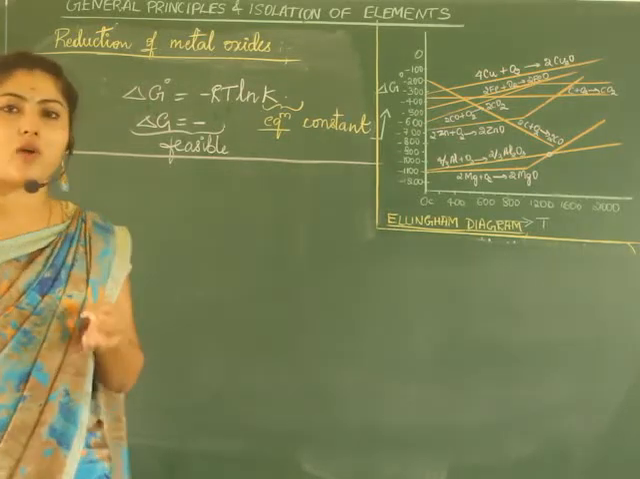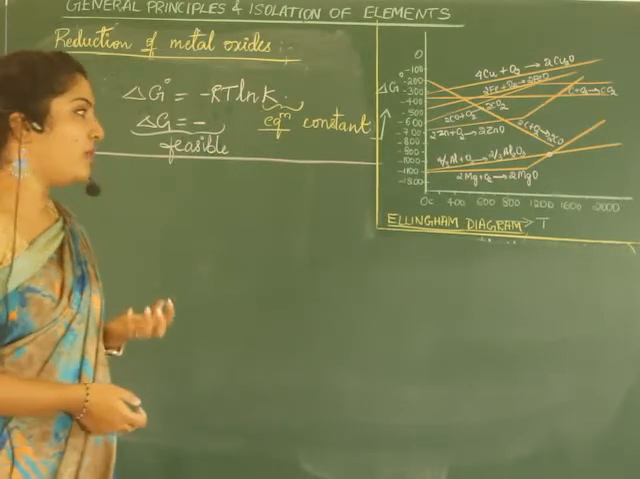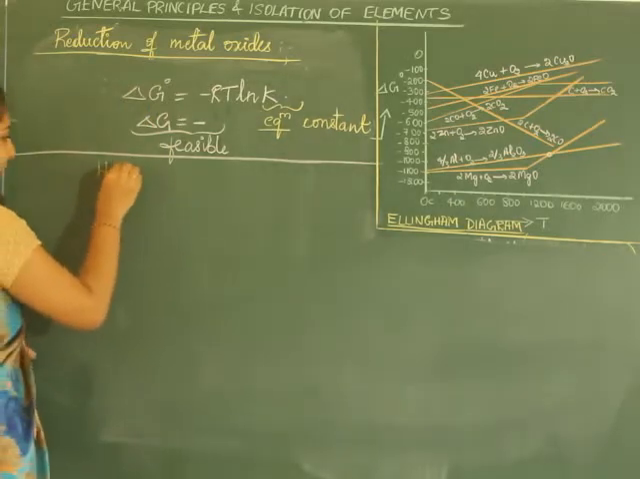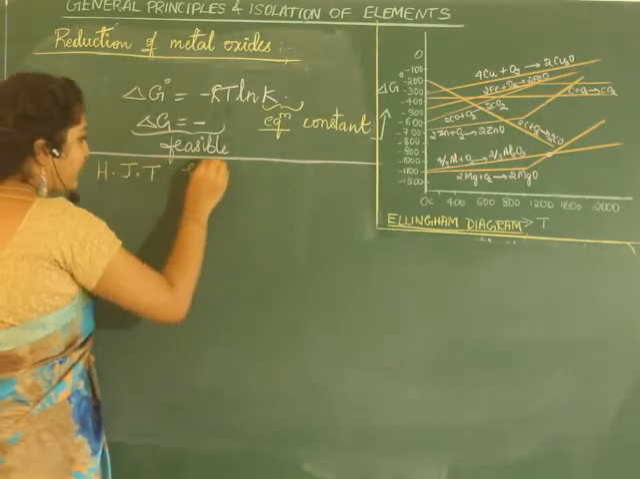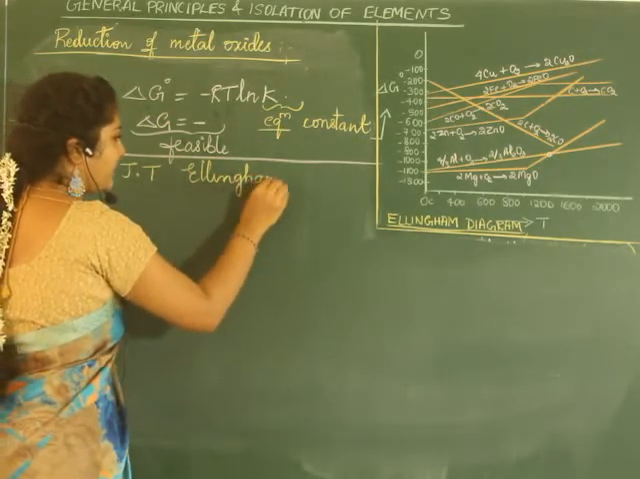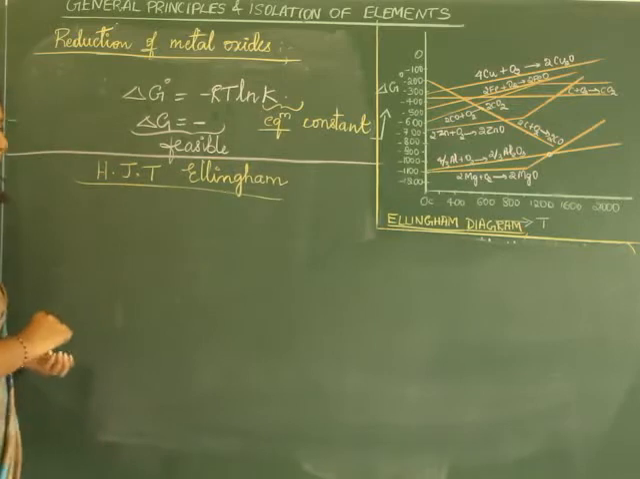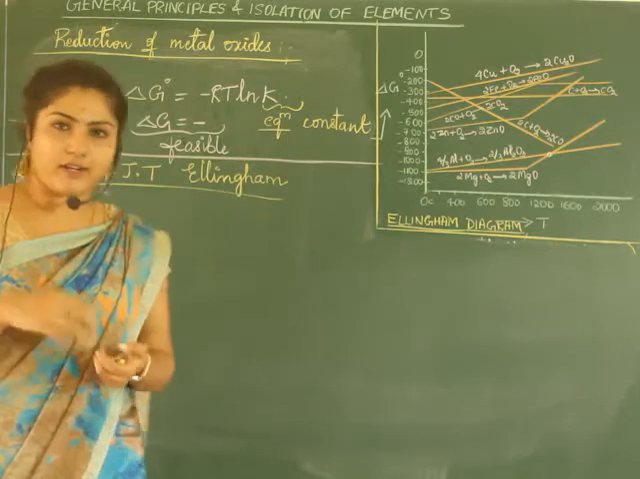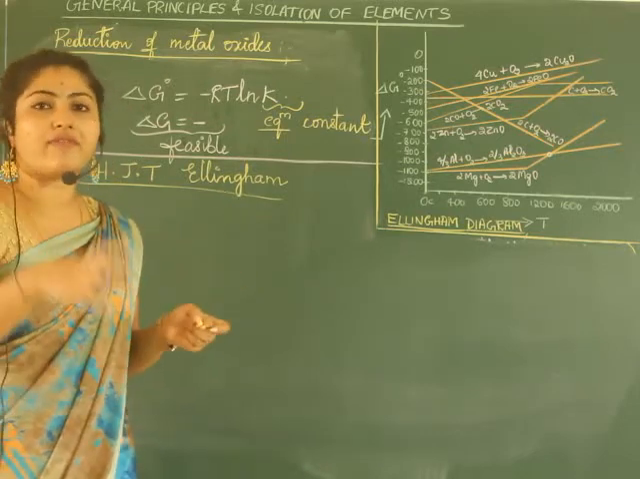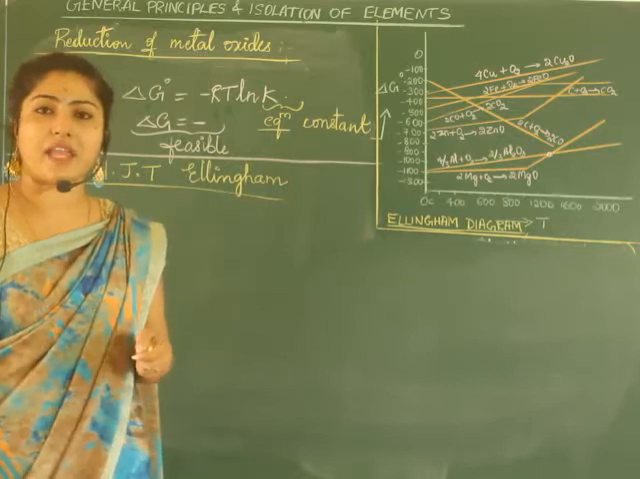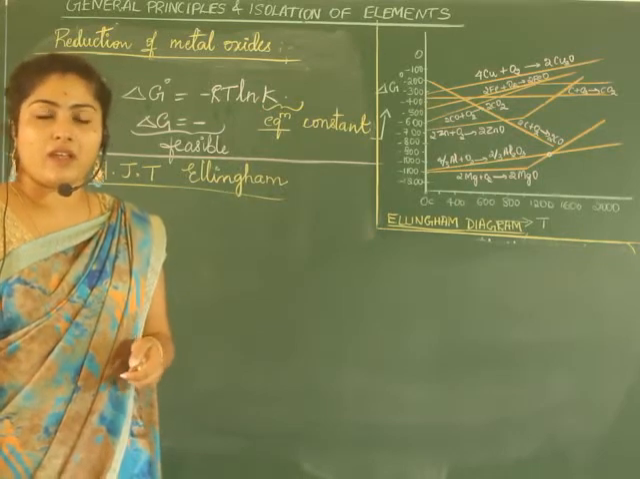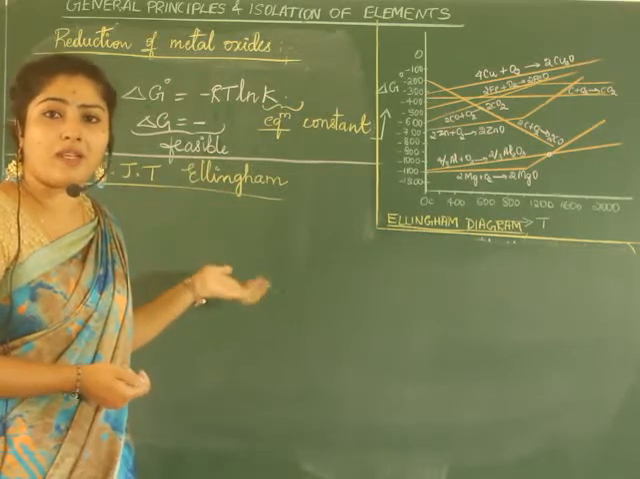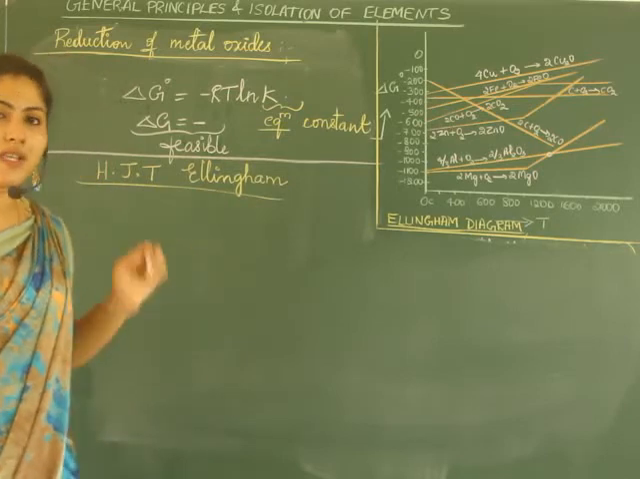Now here is the most important concept in this unit, an interesting concept we can say. A scientist by name H.J.T. Ellingham explained this particular concept of thermal reduction. He said, I have plotted a graph, and using that graph you can easily find out which substance can be used as a reducing agent. It was very interesting to know which can be a very good reducing agent just by looking at a graph. So he said, I have made it.